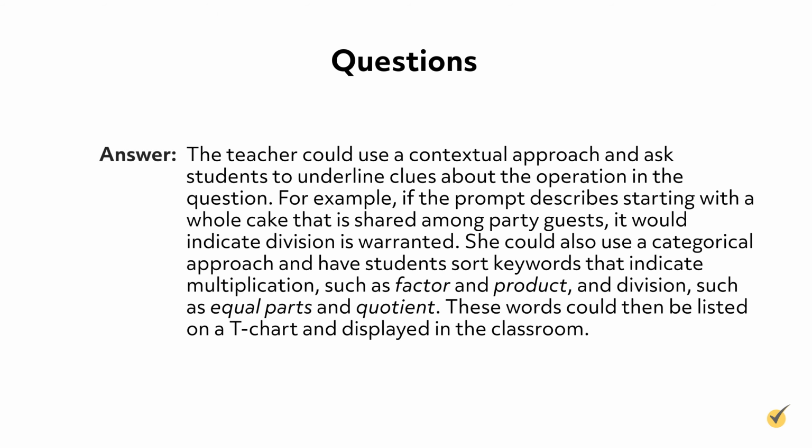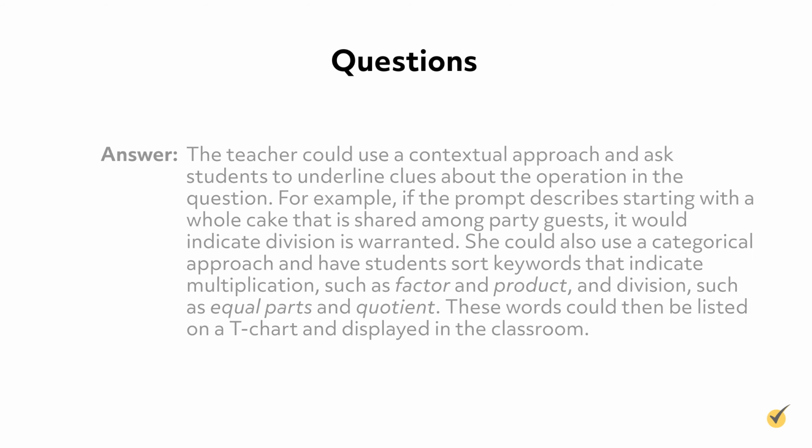The teacher could use a contextual approach and ask students to underline clues about the operation in the question. For example, if the prompt describes starting with a whole cake that is shared among party guests, it would indicate that division is warranted. She could also use a categorical approach and have students sort keywords that indicate multiplication, such as factor and product, and division, such as equal parts and quotient. These words could then be listed on a T-chart and displayed in the classroom.